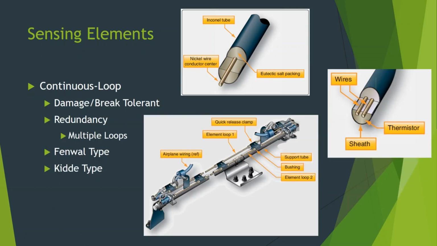Okay, two breaks in the middle. Now you've got a dead section somewhere. So that's where we check the integrity end to end on a regular basis. Now, so that's the damage and break tolerance. Redundancy, two loops like this.